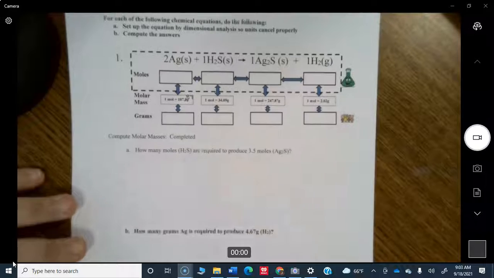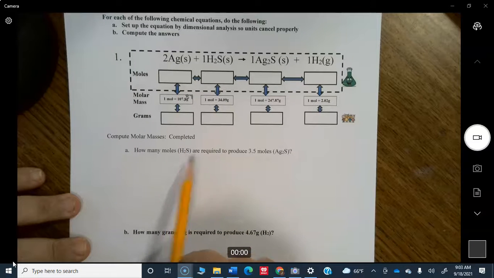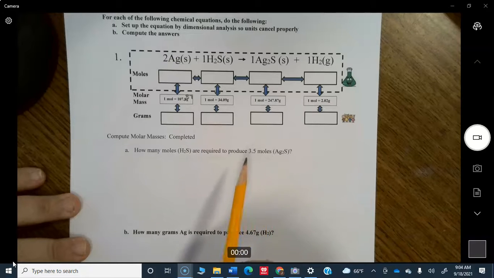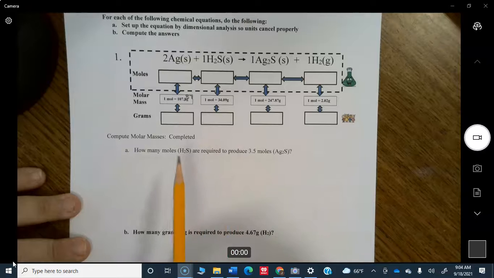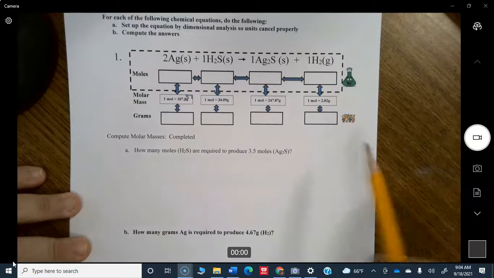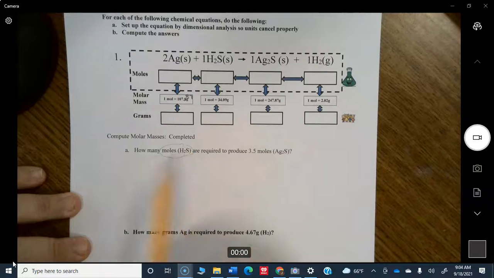How many moles of H2S are required to produce 3.5 moles of Ag2S? So there's two things you're looking for here. What is the question trying to find? And what it's trying to find is a unit of measure and a substance. And those two, you almost always follow the words how many, how much. It's what you're trying to find out. It's what you don't know. So this is what we're trying to find.